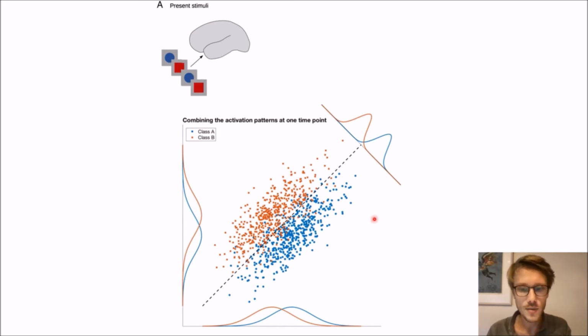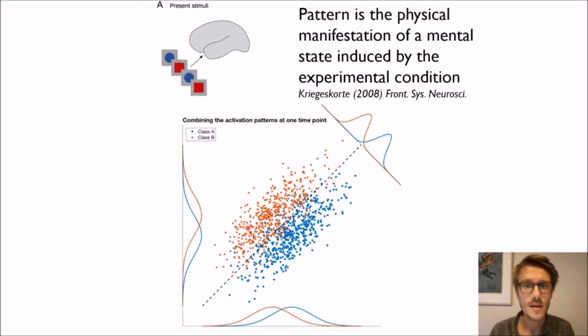Here we only combined 2 channels, and it already improved our discriminability between the 2 categories that we had in our experiment. Of course, we can also combine all the other sensors that we have, and as you remember, usually we have more than 100 sensors to combine. So if we would do that, we can look at the combined activity pattern of all these sensors at the same time, and we can consider this specific pattern as the physical manifestation of a mental state induced by the experimental condition.